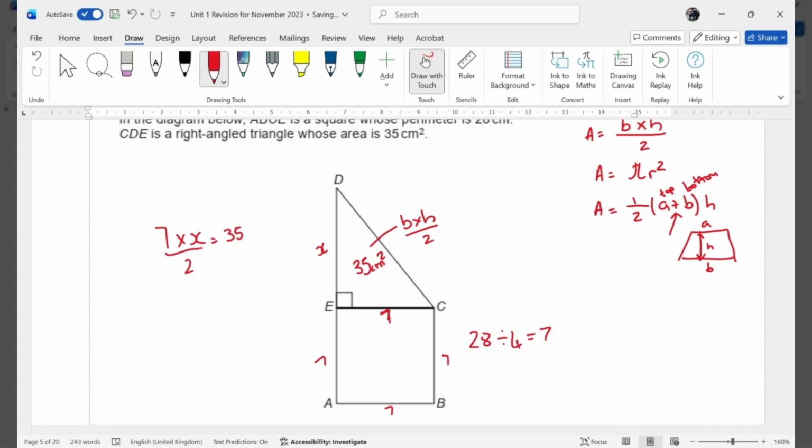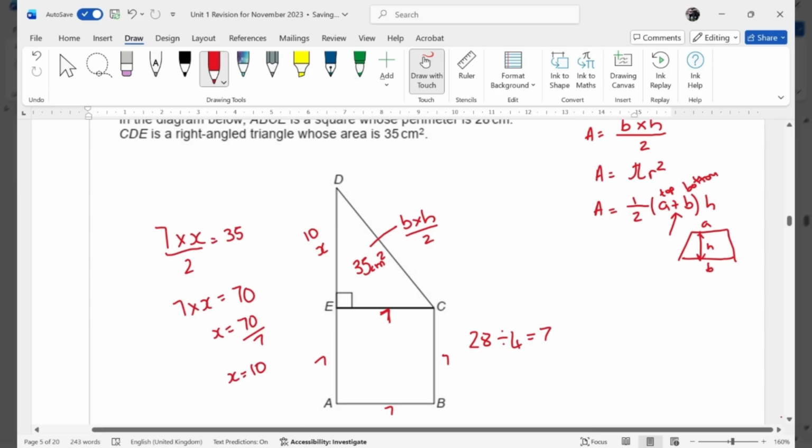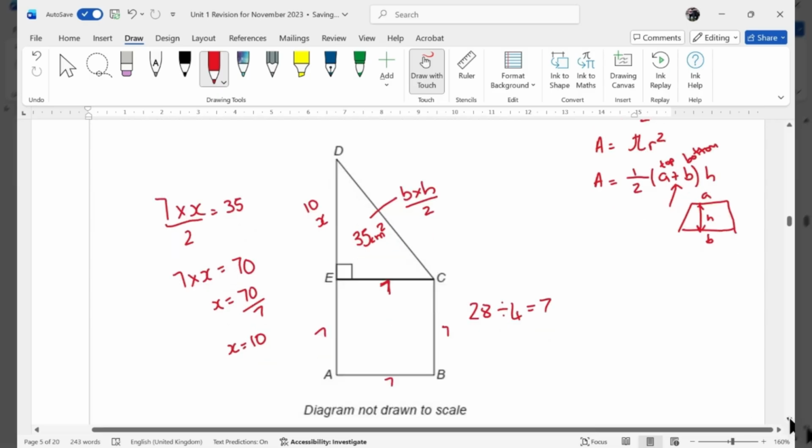However, what we're doing here is we've got to double the area, take the divide by 2 up there, as a 70, and divide it by the 7. So the height of that needs to be 10, which is exactly what the question asks for. It asks how long is DE. So DE is 10 centimeters, okay?